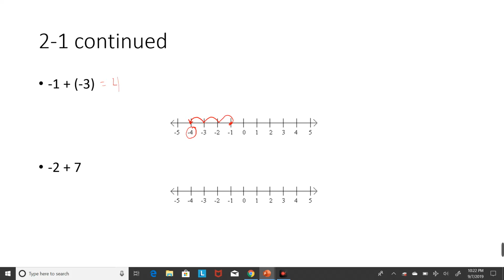Okay. Pause the video and make sure you can do this last example, negative 2 plus 7. Did you pause? All right, great. Maybe you already know this. We'll start with negative 2 and add 7 and go to the right. 1, 2, 3, 4, 5, 6, 7. So when we added 7 to negative 2, we got 5.